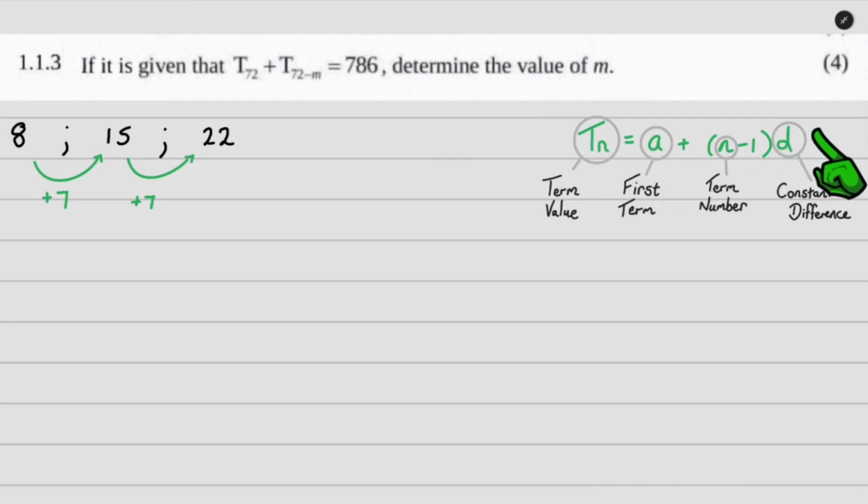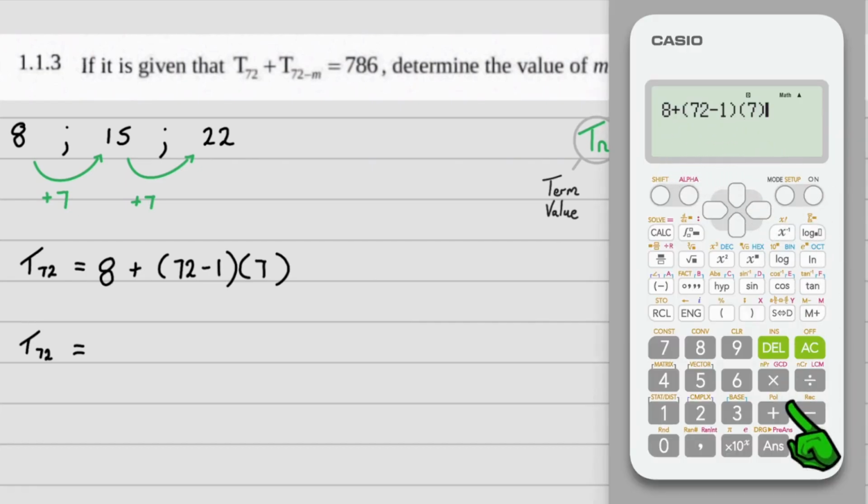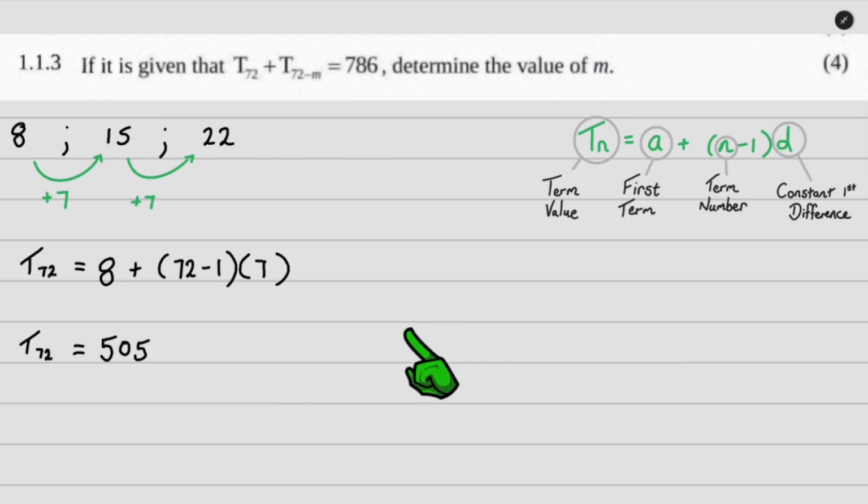Okay, so let's pop all our goodies into this formula and work out term 72. So I'm going to do the substitution quickly. And we are working out the 72nd term, so that goes in n's place. And then this goes straight in our calculator. And if we just type it in as we see it, press equals, we get 505. Okay, so we're starting to cook a little bit, bro. This term 72 is 505.